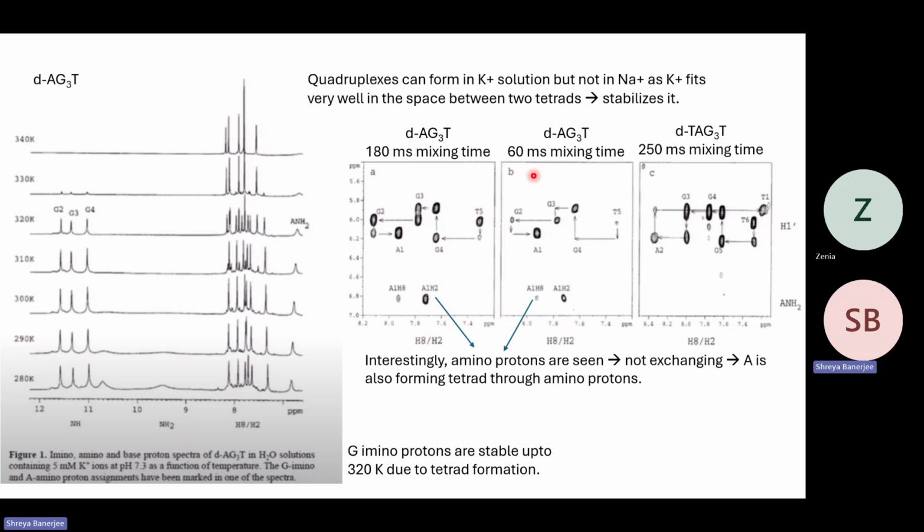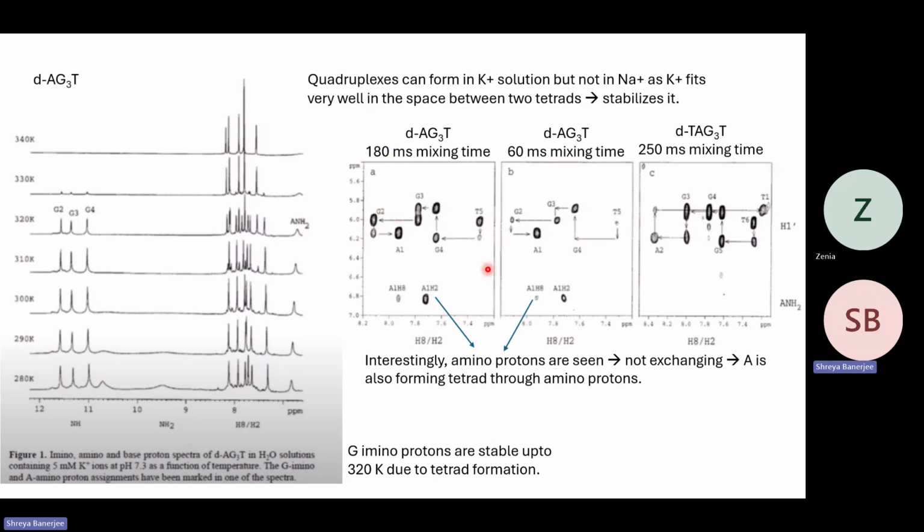One thing is that you can see these are different. These two are the same sequence, AG3T, AG3T, only with different mixing time. So we might have to standardize this mixing time. In the lower mixing time, some peaks like this G4 peak are not visible at all. Similarly, this peak is not visible at all. So a higher mixing time may be needed in the 2D spectra. 180 milliseconds seems good enough to get a good spectra.